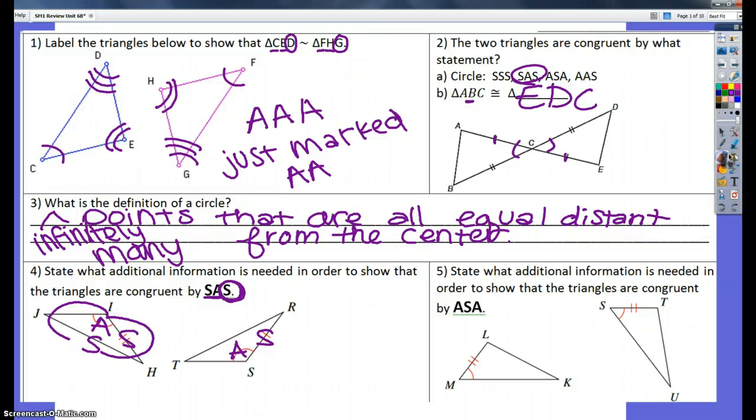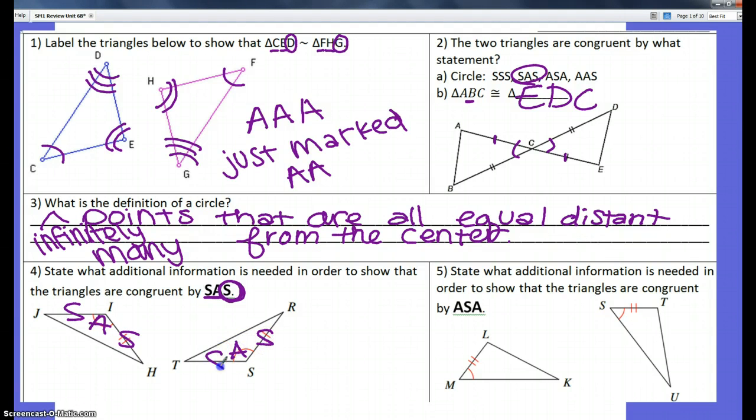So in this case, we've got angle, side, and we need the other side to be here. And same here, we've got side, angle, side, so that it's in that order. That means side JI needs to be congruent with side TS. And in this case, it does not matter which way you write those letters. It could be IJ and ST. Either way is the same.